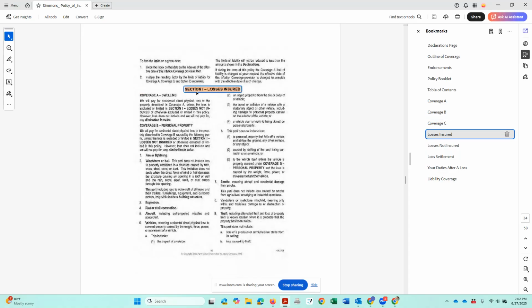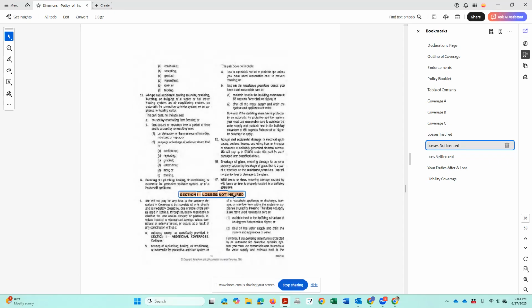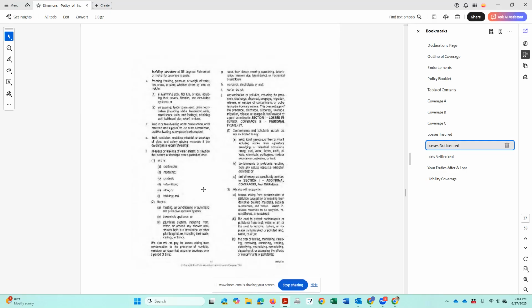Loss is insured. This is the next part of the policy about the types of things that are covered. So it's called an all risks policy, and it says we will pay for accidental direct physical loss to the property described in coverage A unless the loss is excluded or limited in losses not insured. And then for the personal property, you can see it lists the types of damage to personal property that are covered. And losses not insured, these are also known as exclusions. It's a good idea to be familiar with these.